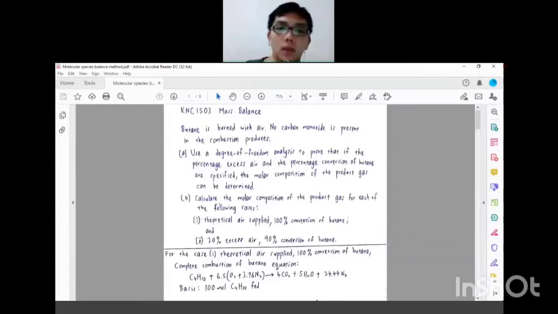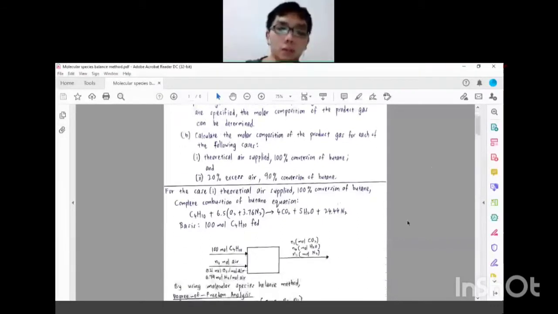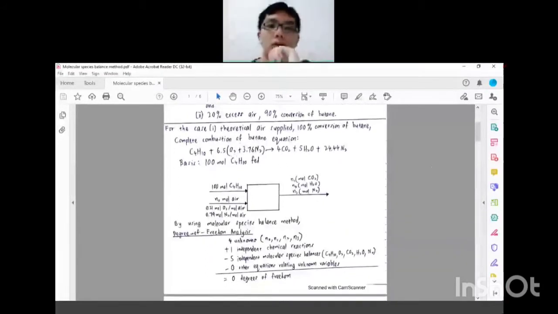Case 1 is theoretical air supply, 100% conversion of butane, and case 2 is 20% excess air, 90% conversion of butane. For both cases, I use the molecular species balance method for both questions.